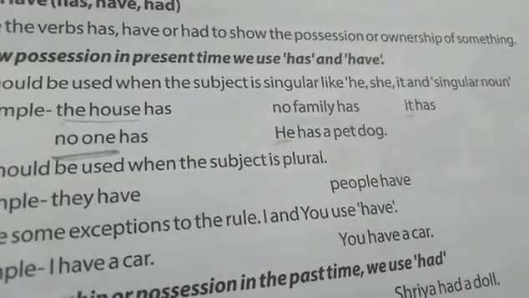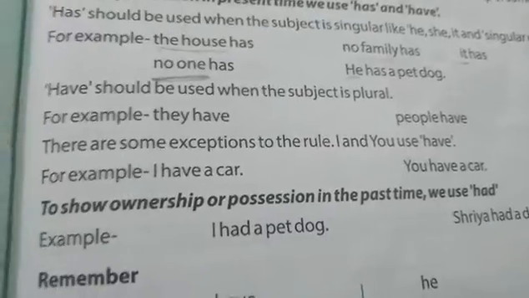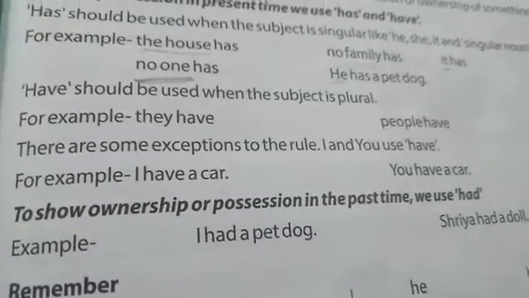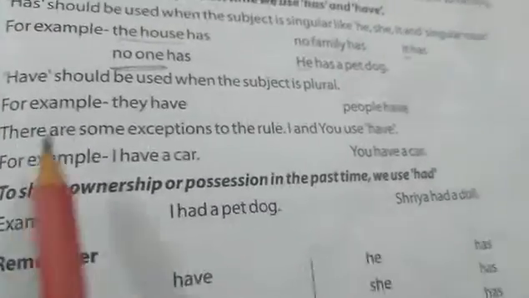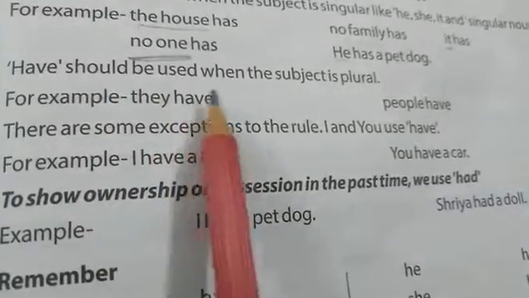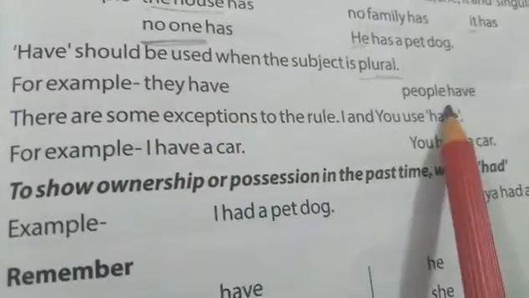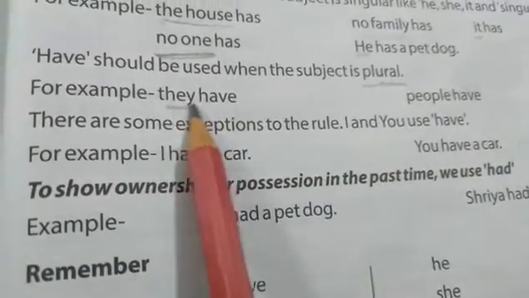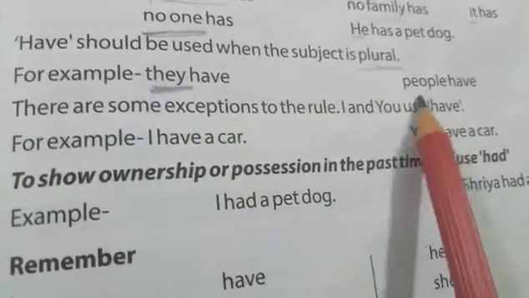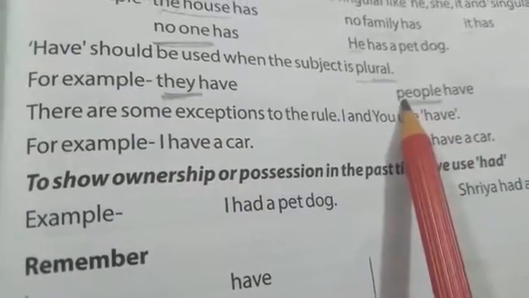Now next, have. Where do we use have? When the number of the subject is more. Have should be used when the subject is plural. For example, they have, people have. Now they is the subject here, they is more in number. People have, people is more in number.